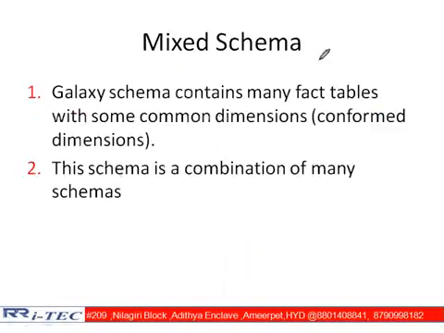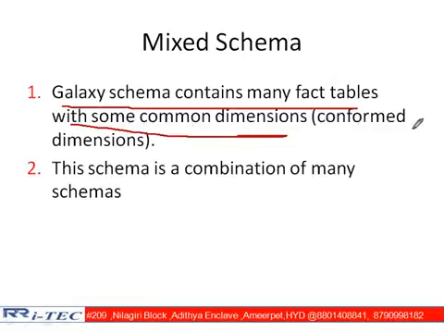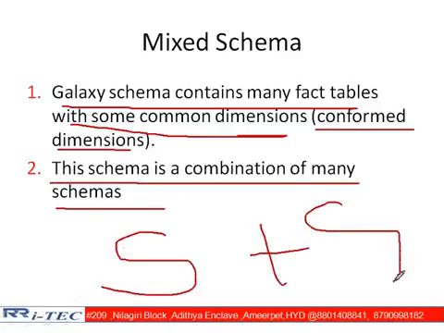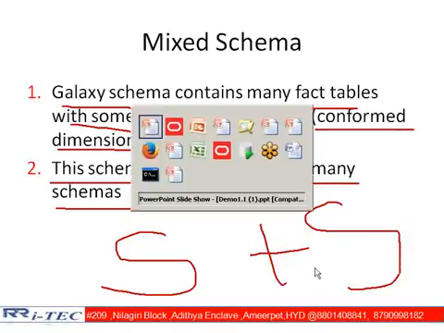Okay. Now you people understand the meaning of mixed schema. Mixed schema is also known as what, sir? Galaxy schema contains many fact tables with some common dimensions. Common dimensions are also known as what, sir? Conformed dimensions. This schema is a combination of many schemas. The famous schema is what, sir? Star plus star combination is the famous schema. This is the one we are going to use in our OBIEE. Am I clear? I completed these data warehousing concepts.